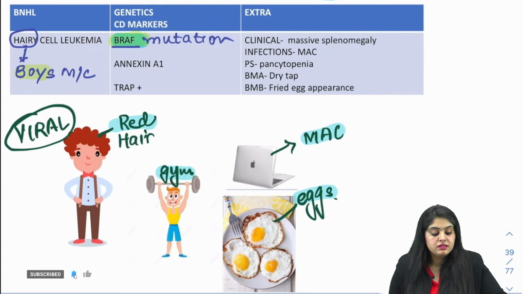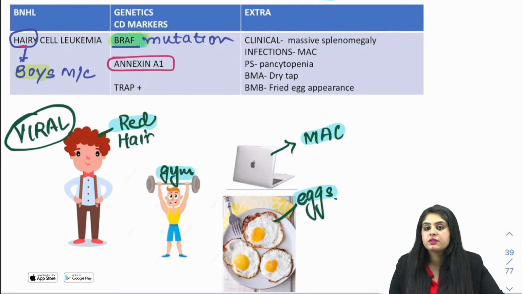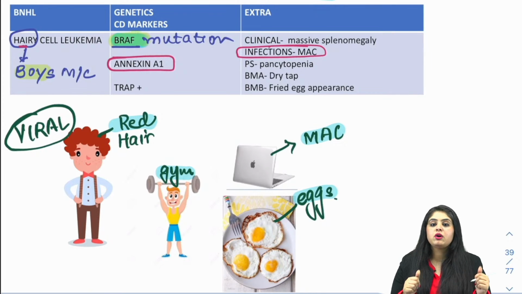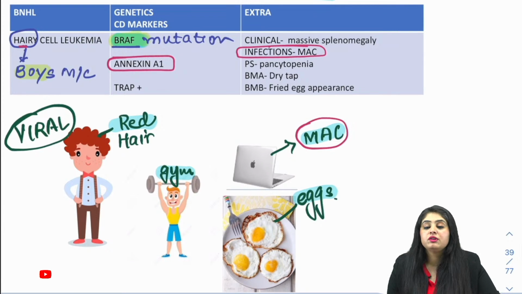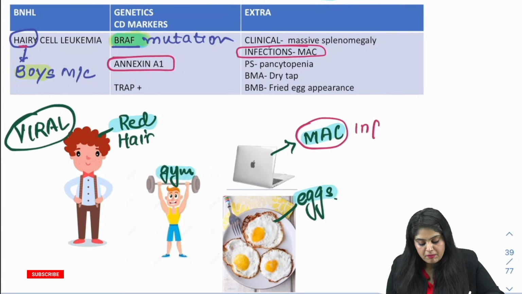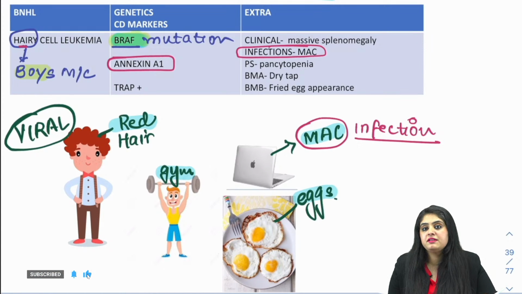What is the marker? I just told you hairy has AI, so what is the marker going to be? The marker is going to be A1. Okay, next. If I ask you, what is the infection? Which infection will this kid suffer from? MAC infections. What is MAC? Microbiology, Mycobacterium avium complex. That is what I told you, na? He's going to suffer from MAC infection. So from MAC, you will know that this is going to be MAC infections.